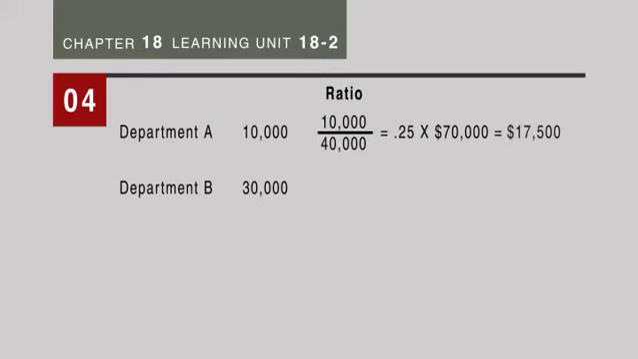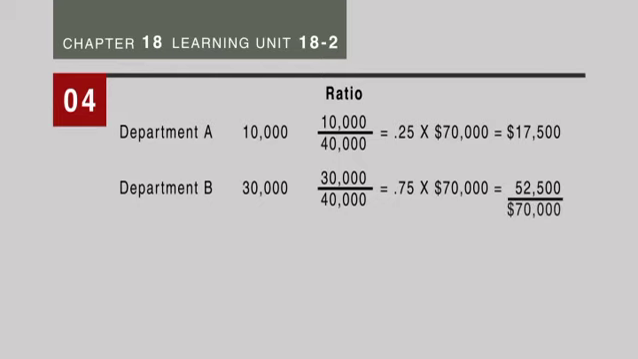For Department B, we take $30,000, divide that by the total of $40,000, that equals 0.75, multiplied by $70,000, and that equals $52,500. If you add the $17,500 plus the $52,500, it does total our $70,000 of overhead.